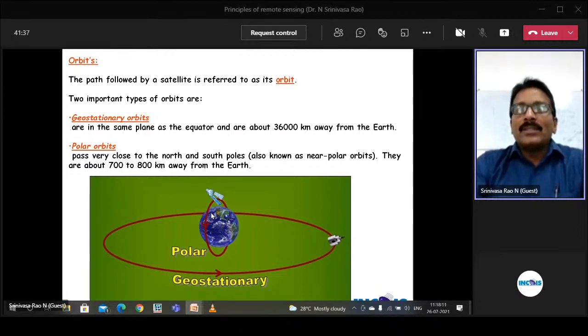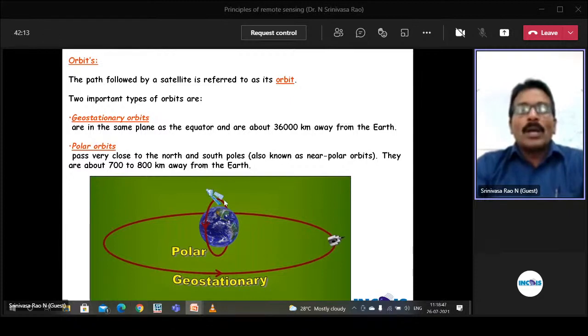This is the basic difference. The first is the orientation difference, and the second is the height. The height of the geostationary orbit is 36,000 kilometers, a fixed height. Why we fixed that height, I will explain later. But here, understand 36,000 kilometers for geostationary. And the polar orbit varies from 700 to 800 kilometers. Nowadays, some satellites we launch at 600 to 800 kilometers.